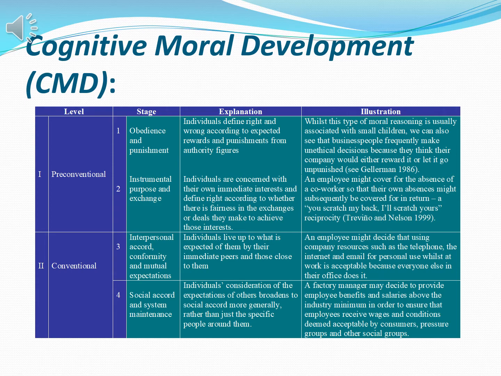So then social accord and system maintenance: an individual's consideration of the expectations of others broadens to social accord more generally, rather than just specific people around them. So a factory manager may decide to provide employee benefits and salary above the industry minimum in order to ensure that employees receive wages and conditions deemed acceptable by consumers, pressure groups and other social groups. So you have to consider all the stakeholders while you are making these moral decisions.